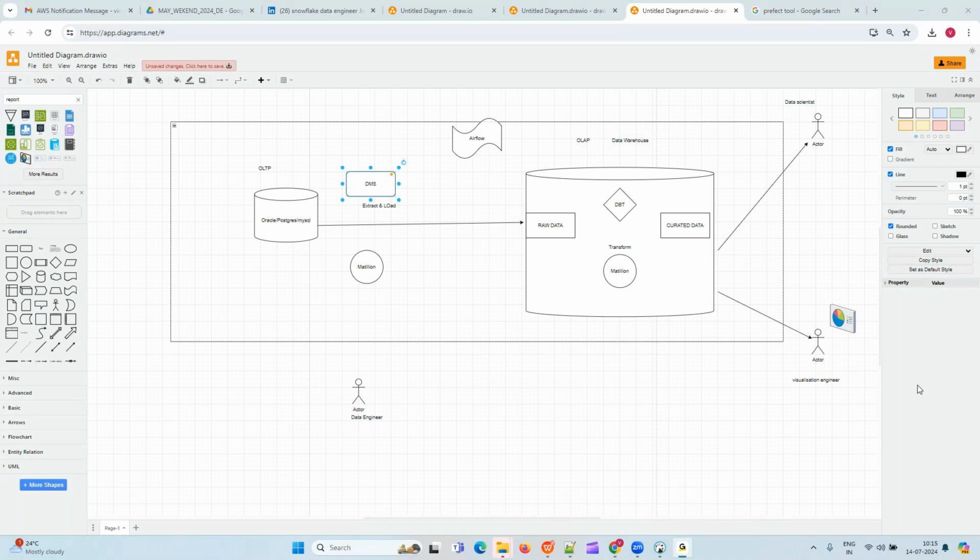Sir, will you teach DBT Core in this lesson? Actually, I am teaching DBT Cloud. DBT Core and Cloud don't have much difference, but I will show you in one class. I will show you the setup, how to do DBT Core and DBT Cloud as well. Running the things is the same. Internally it uses the same platform.